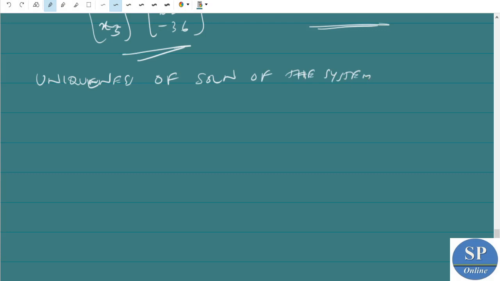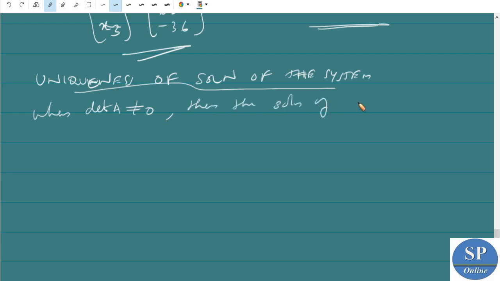That is, suppose determinant of A is not equal to 0, then the solution of the system Ax equal to B is unique.